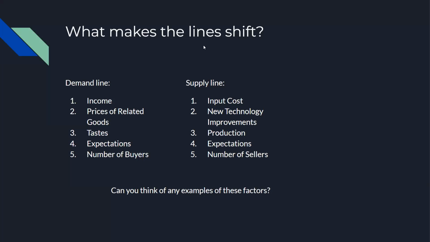And also, whenever you see a production is affected, it is almost always a supply shift. If production is not affected, or if it just isn't even mentioned, it's most likely just a demand shift.